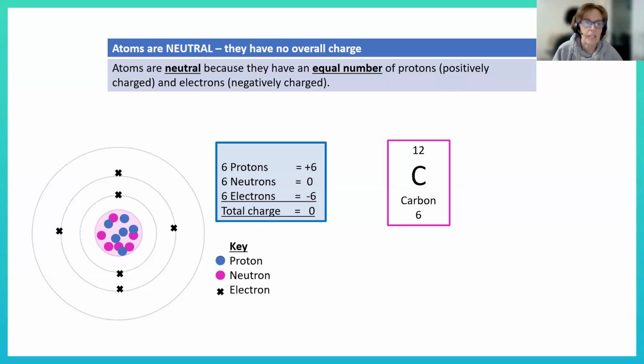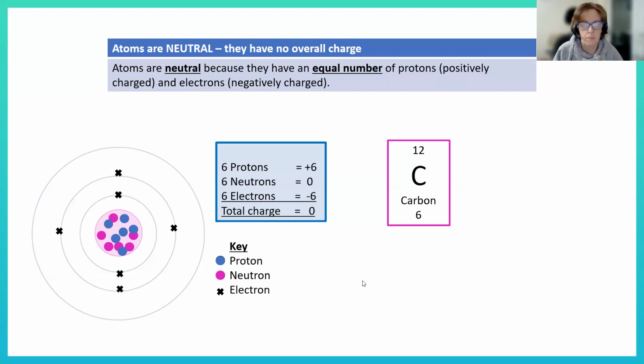So 2-8-8. So this atom has got 2 electrons in its first shell and it's got 4 electrons in its second shell because it's only got 6 altogether. So it starts filling up from the inner shell. So it fills that up. It only takes 2. And then we put all the rest in there. We could put 8 in there if we had 8, but we've only got 4 left. So that's where they go.